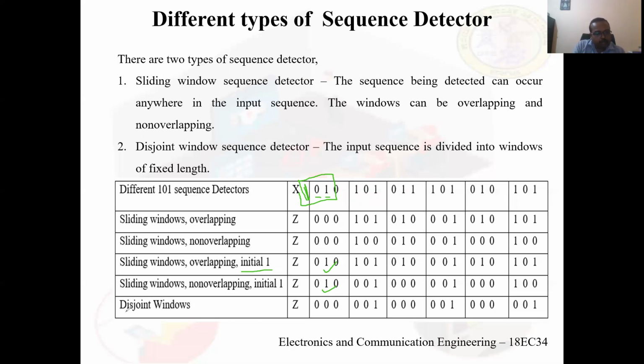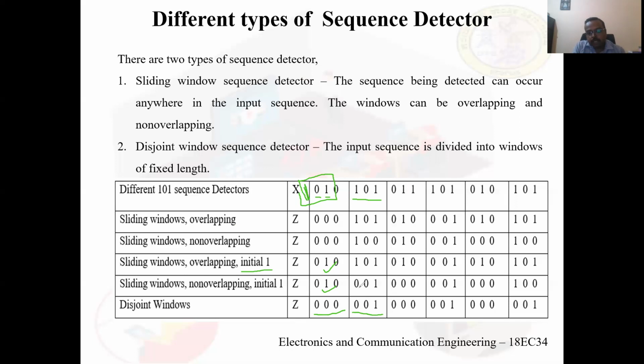Next, what we have is disjoint windows. Here the disjoint window length is 3. Now what we have is 0 1 and 0, right? This is not the required sequence. The required sequence is 1 0 1, so the output is 0 here. Next, what we have is 1 0 1, so what is the output?